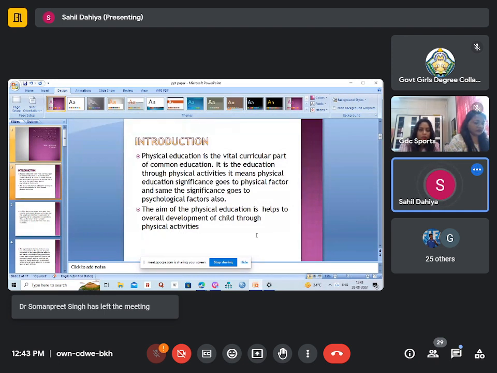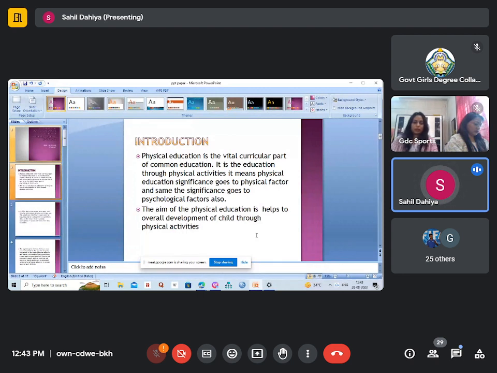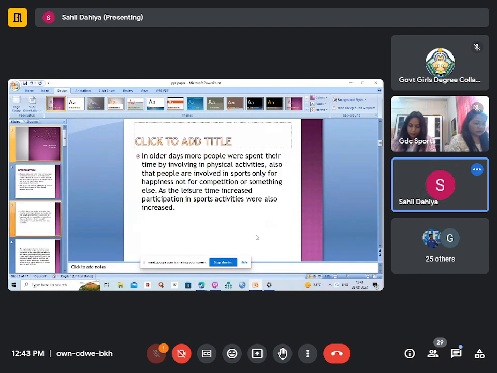Physical education is the vital curricular part of common education. It is the education through physical activities. It means physical education signifies the physical factor, and the same significance goes to the psychological factor also. The main aim of physical education is to help overall development of the child through physical activities. And I add to this that Socrates, the philosopher, also said that the mystery of life cannot be revealed without physical activity. And we continue with the slide.